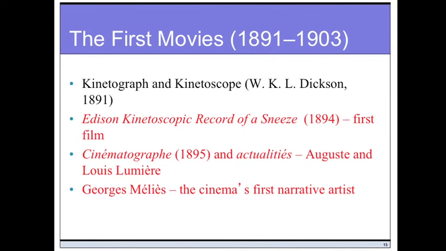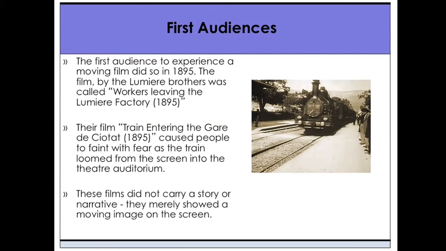All right, so let's talk about the first movies. Started in 1891. They recorded a sneeze in 1894, and that was the first thing on film, and we'll watch a clip of that in just a minute. In 1895, the Lumiere brothers actually filmed real-life happenings, like in France, in a factory, people playing in the pond, that sort of thing. George Méliès is the cinema's first narrative artist, where instead of filming real-life events, he decided he was going to make stories. So talking about the first audiences, the first audience to experience a moving film was in 1895.